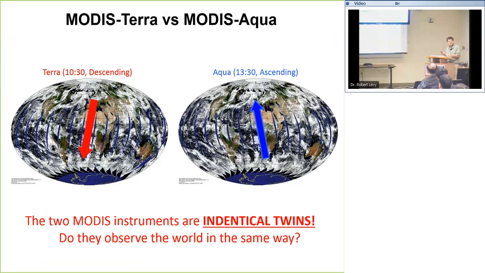But what's fun is that now we get to ask more detailed questions. We have two of the instruments, one on Terra and one on Aqua. They orbit at different times: a 10:30 a.m. descending orbit for Terra, and a 13:30, so a little later in the afternoon, orbit for Aqua. Do they observe the world in the same way? How are their time series?